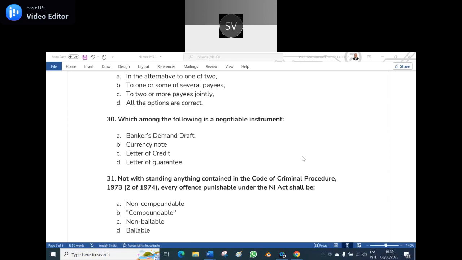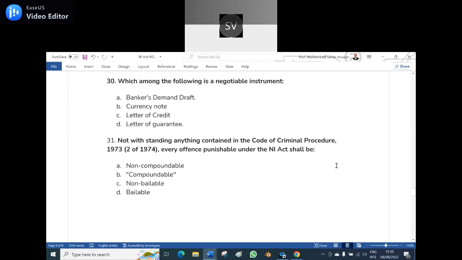30th question. Which among the following is a negotiable instrument? Option A, bankers demand draft. Option B, currency note. Option C, letter of credit. Option D, letter of guarantee. Option A is the correct answer, bankers demand draft.